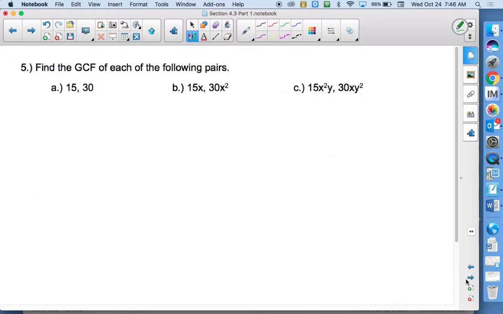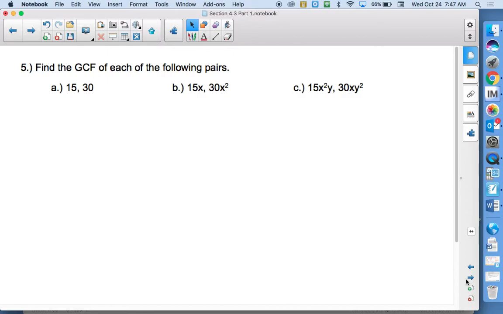Number 5 says find the GCF of the following pairs. In this case, we have 15 and 30. What does GCF mean if we're finding a GCF? Greatest common factor. So if we're finding the greatest common factor of 15 and 30, Julia, what did you do? Think about it. 15.